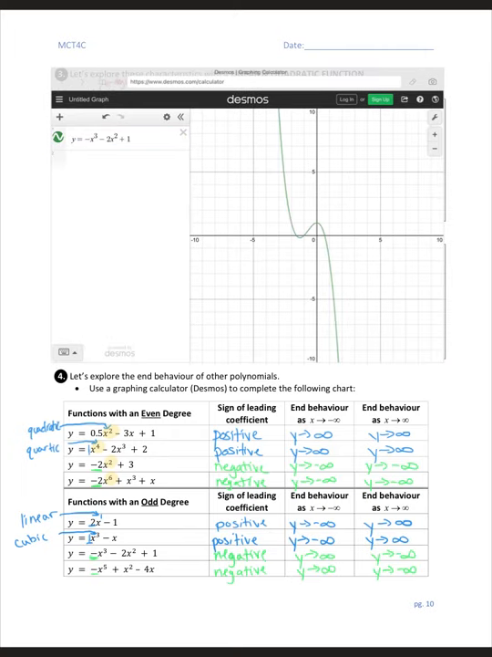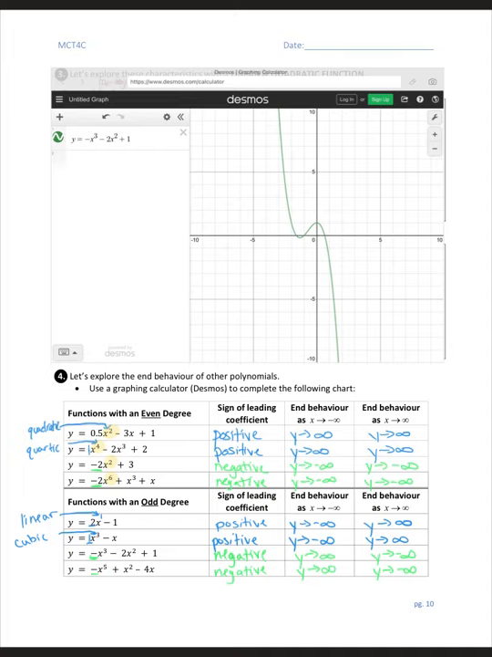So here's the graph of our third function, y equals negative x cubed minus 2x squared plus 1. You can see that our leading coefficient is negative. And if we look at our endpoints, as x is getting more negative, y is getting more positive, or moving towards positive infinity. And as x is getting more positive, y is then moving towards negative infinity. All right, and if you plugged in that last function, you should get the same results, with the negative leading coefficient and the same end behaviors as the previous example.